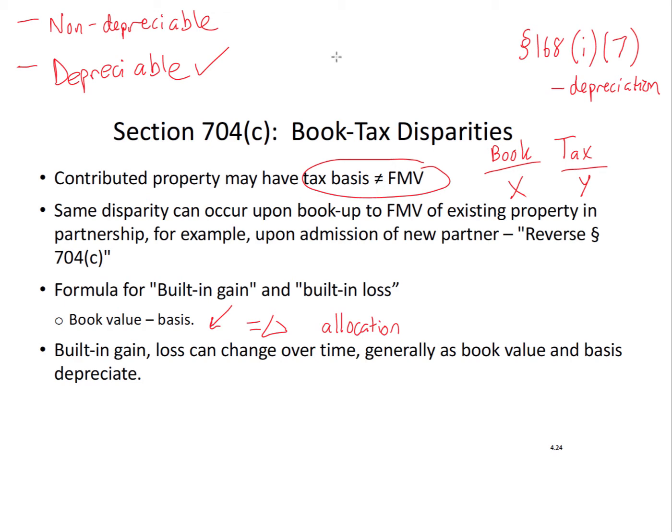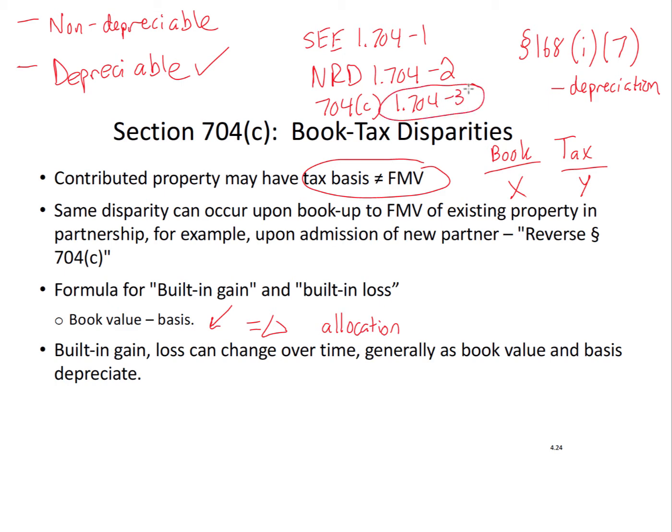If you recall, the rules for substantial economic effect are in Reg 1.704-1. The NRD rules, which were our second set of videos, are in -2, and the book tax disparity, which we're going to call 704C, is 1.704-3. So we're focusing on 1.704-3. Now, Section 704C basically brings light to this issue, specifically mentioning book tax disparity.